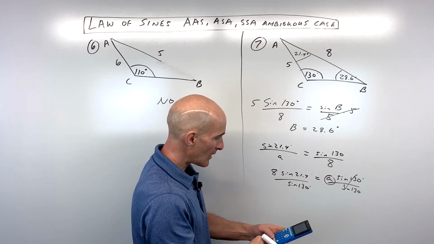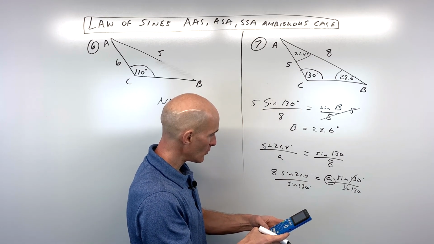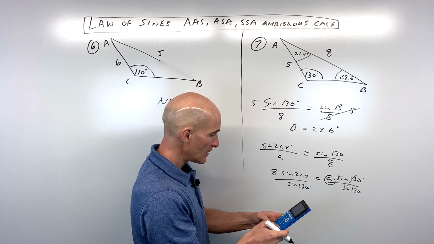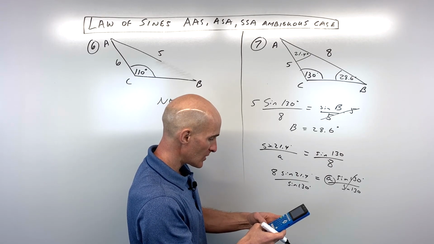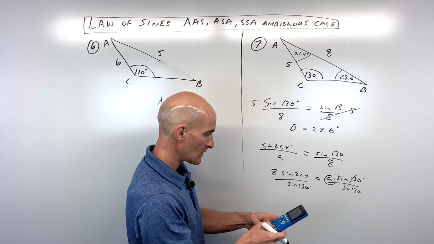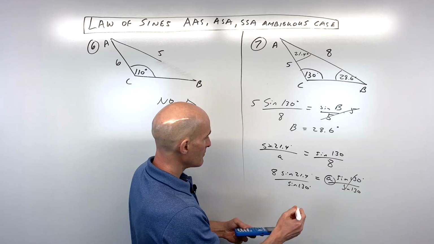And let's see what we get for that one. 8 sine of 21.4 divided by sine of 130, right? Okay, I'm getting 3.8.